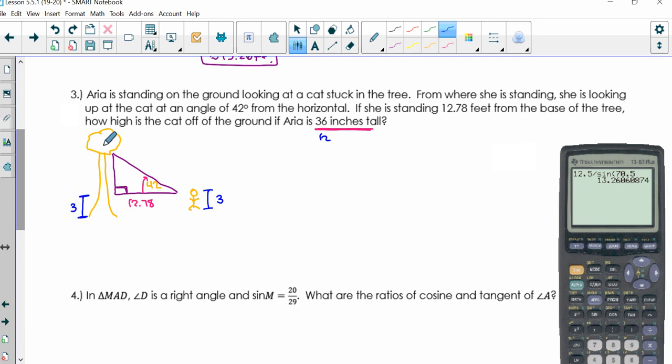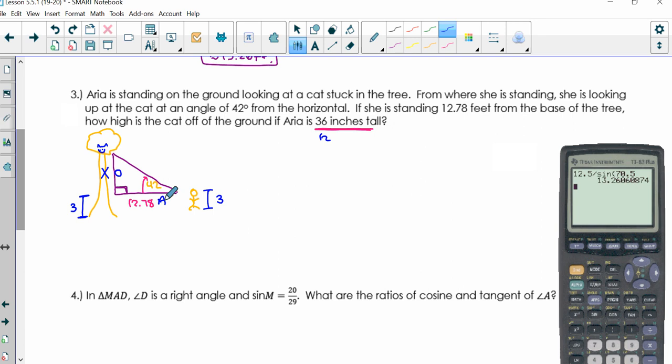The cat, oh boy, I can't draw a cat. There's a cat. The cat is up here, and we want to know how high the cat is off the ground. Based off of our triangle, I can figure out this length, and if I already know this length is 3, I can add these two together. So first I'm going to figure out my triangle, my trig function. From my angle, this is my opposite, this is my adjacent.